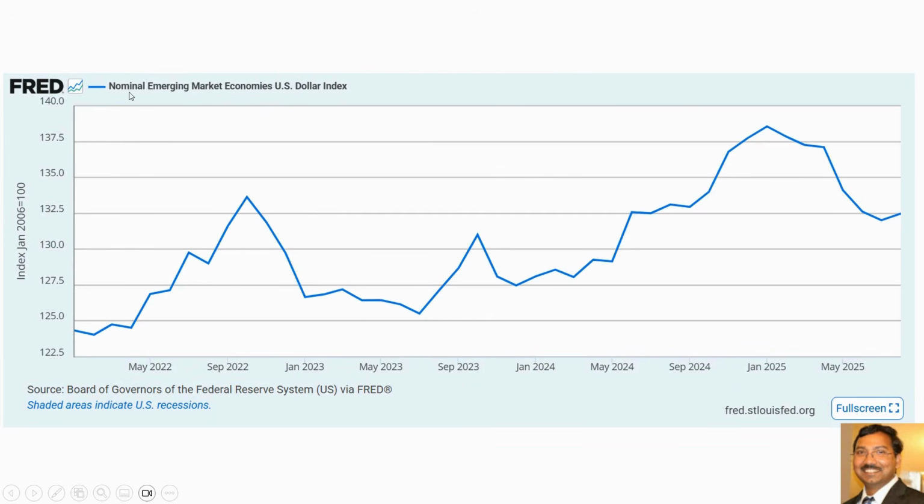And this is the nominal emerging market economies US dollar index. Even though the USDX, the dollar index, is flat or sideways since March this year, compared to the emerging market index it went down. So it is getting weaker compared to the emerging market economies. That's the reason it is acting as a tailwind to the gold price. We all know when the dollar is weaker, the gold price goes up. It is a tailwind to commodities.